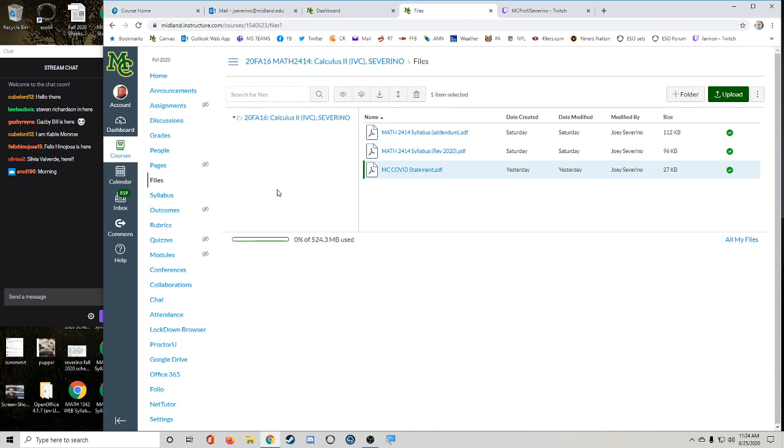As far as what I keep track of in Canvas, I'll certainly make use of the files if there are any formula sheets or necessary documents that I need to upload. Your grades, you'll certainly be able to check your grades here. Announcements, you've already seen me make one announcement. That's another way I'll stay in contact with all of you as a group. And then also quizzes, when it comes time to take a test, it would be set up as a quiz in Canvas.